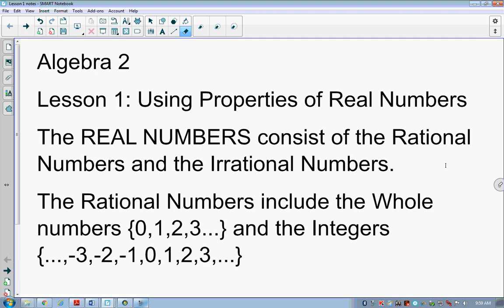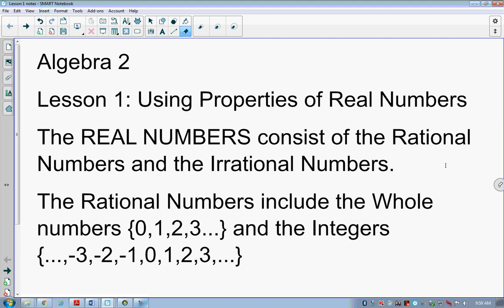Irrational numbers are numbers like what? Pi. What's unique about pi? It doesn't repeat, and it doesn't what? End. All right, so an easy answer on irrational numbers is that they are going to be decimals that do not repeat and do not end.